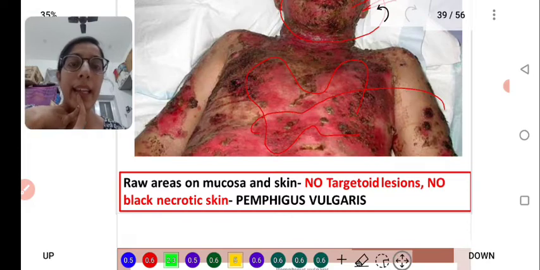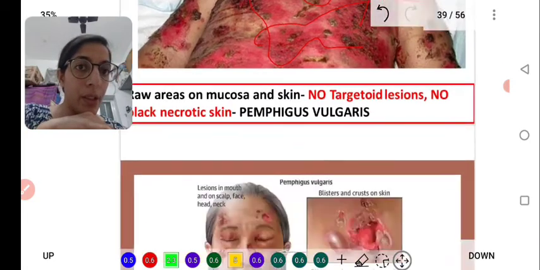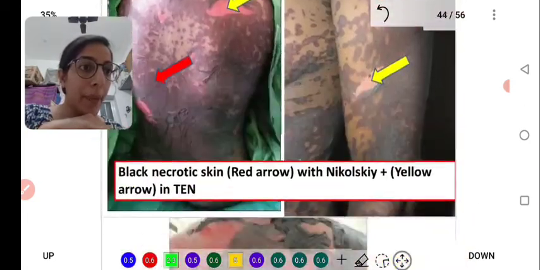In pemphigus vulgaris, when you do direct immunofluorescence, DIF, you see a fishnet appearance. I have that also. Wait a minute, let me see.